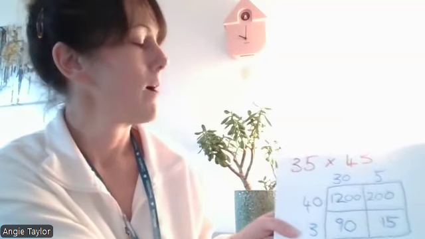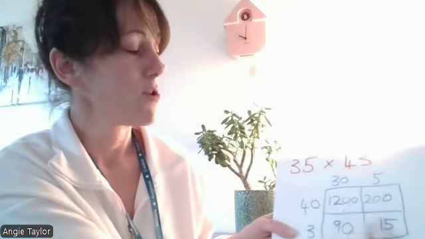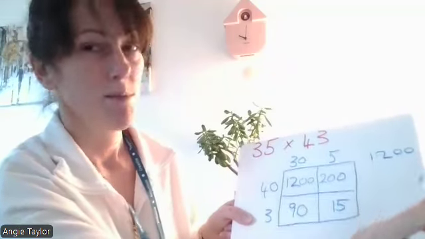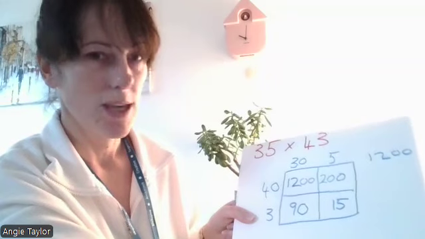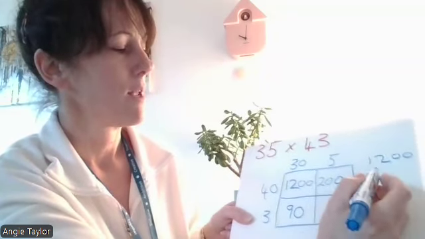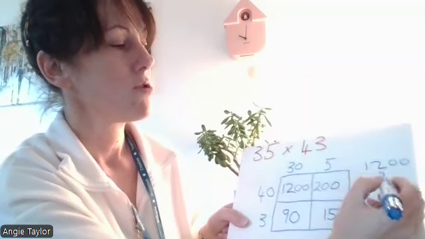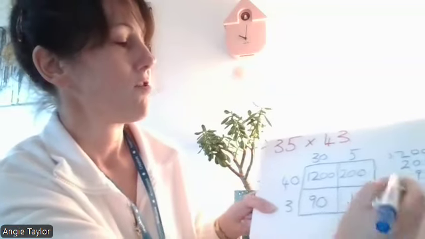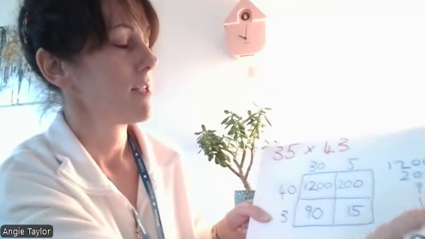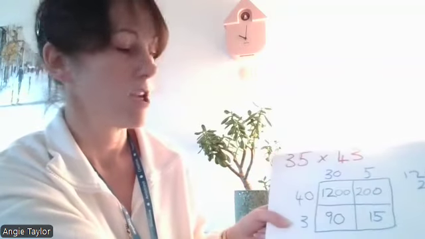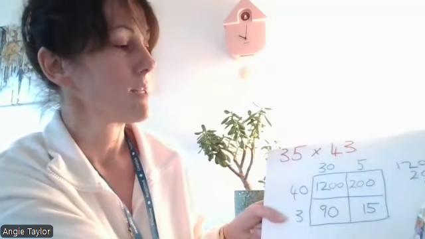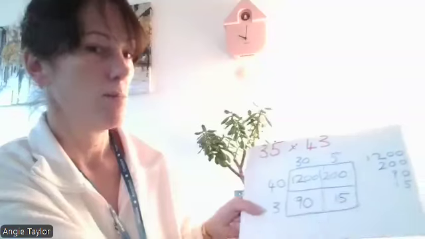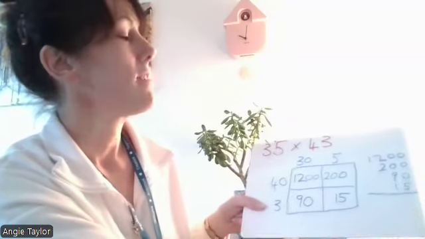So now that we've got all our boxes, we're going to add those up nice and easy. 1200, and this is where some of you go a bit wrong with your columns, so do keep those columns really carefully in place. So 1200, we've got 200, we've got 90, and we've got 15. Sometimes I just like to make sure, because once you've got bigger numbers you're working with, you need to make sure you've got all your numbers written down here. So I've got 1, 2, 3, 4 numbers in the boxes, and I've got 1, 2, 3, 4 numbers down the side. Put my line, my answer goes underneath.